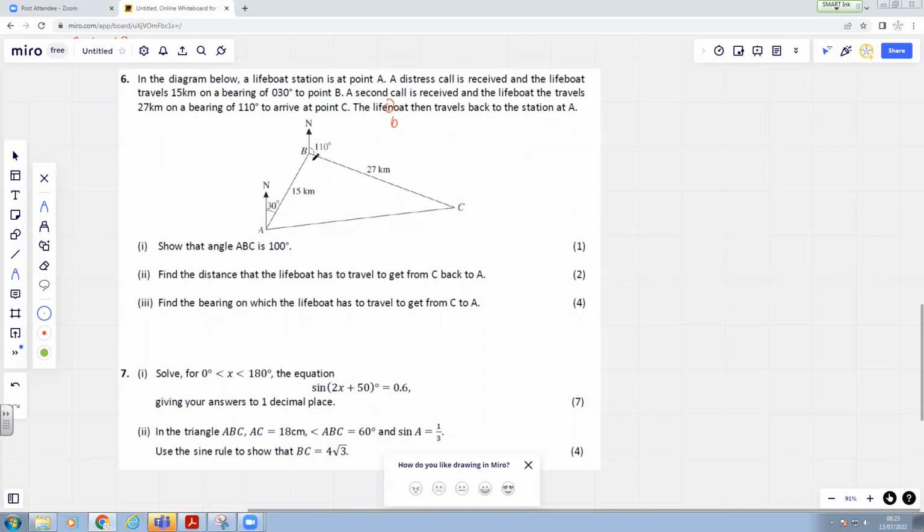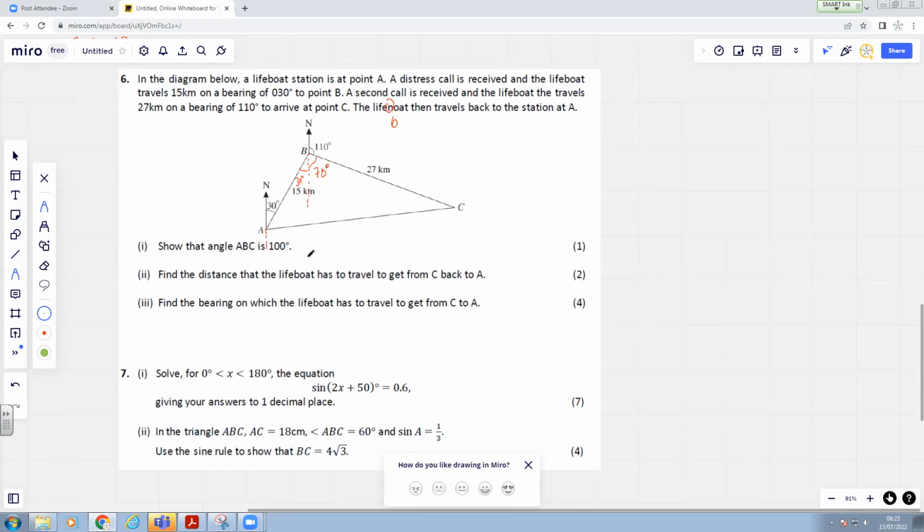Well, this is one of those ones where you want to gradually do it. It's hard to kind of justify, but if I can describe it to you like this, I know that's going to be 30. And that's just because I've got a Z angle in there. Look at that Z angle. They're parallel, those lines. So that's a hard thing to see. That would be 70. And that's why angle ABC is 100.